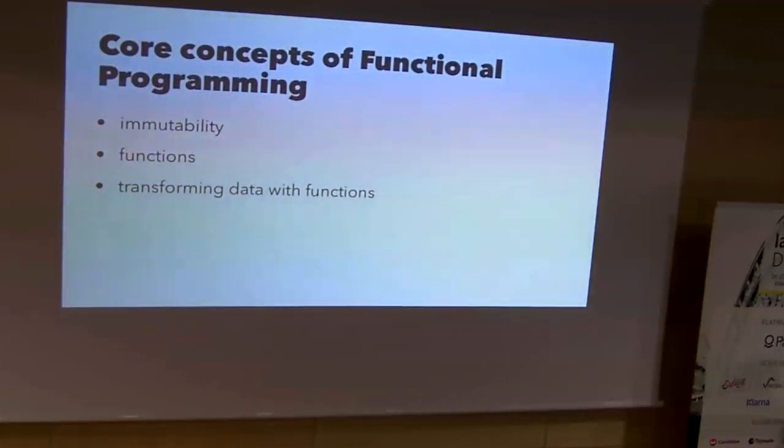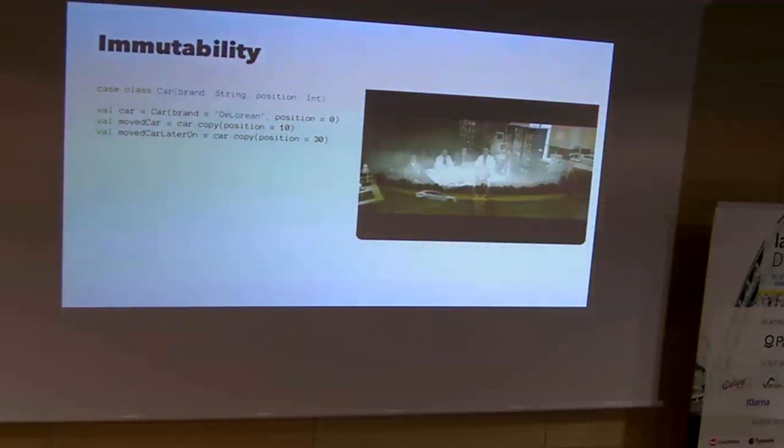Immutability. This is a car, which has a brand. I hope you can read this. It's a brand and a position. So we start with a DeLorean at position 0, and then we don't change this car anymore. It's not going to change. Once we have defined the car, we cannot change it. If we try to change it, the Scala compiler will tell us it's not possible.